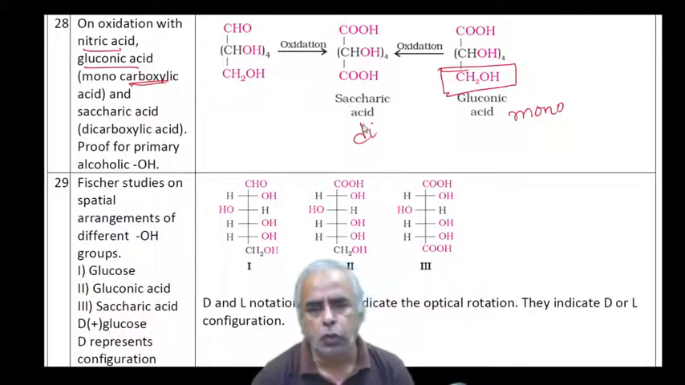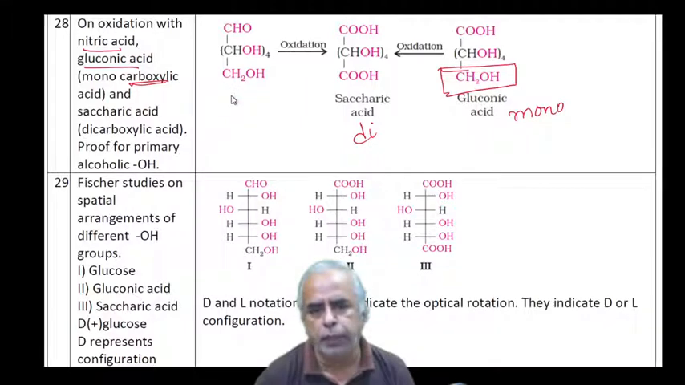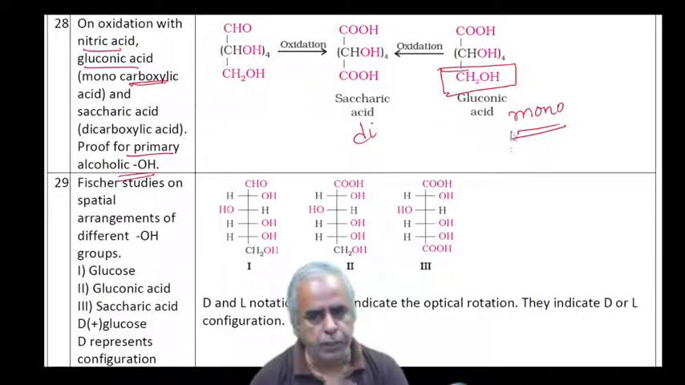From this it is obvious that from gluconic acid we are able to get saccharic acid, and by oxidizing the glucose itself powerfully, we once again get saccharic acid. So it means that it consists of one primary alcoholic OH group. Is it not? Without affecting this, it is possible to get the carboxylic acid only terminally, and that too the monocarboxylic acid. Okay, so it is clear it consists of one primary alcohol group.